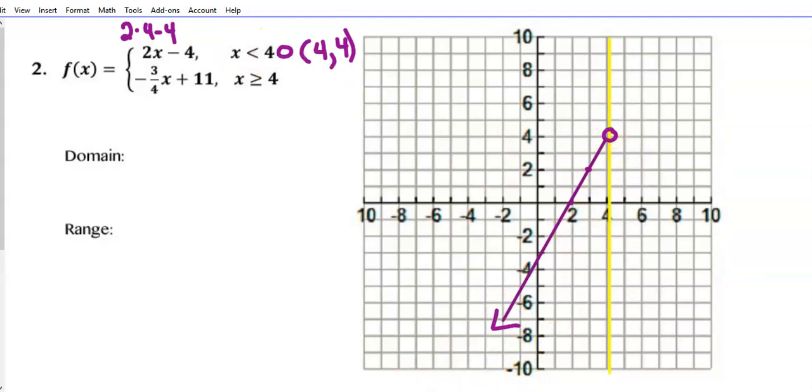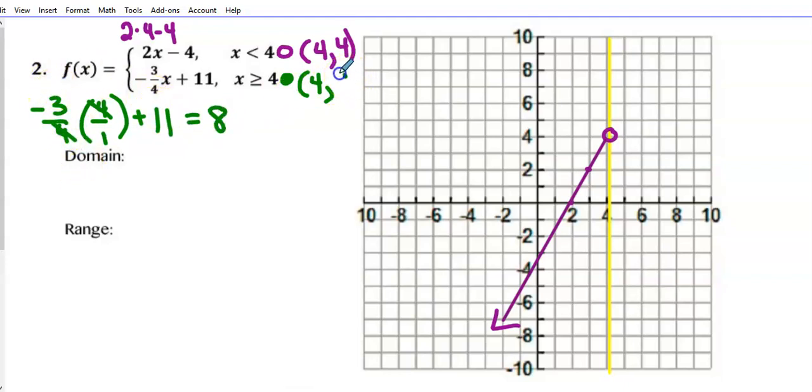Okay, next one, we'll do green. So this one, draw my circle. It is a closed circle because it's equal to. And then this one is going to be to the right of the yellow line because this one is greater than or equal to. So I'm going to use 4 again as my x value. Now I need to plug in a 4 here. So negative 3/4 times 4, which is 4 over 1, plus 11. My 4's cancel. So that's negative 3 plus 11, which equals 8. So my y value is 8. So let's go to 4, 8, and closed circle this time.